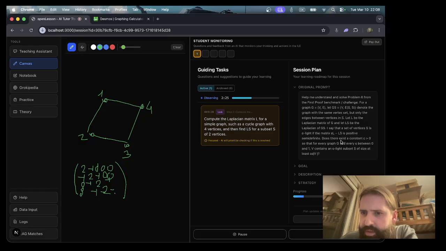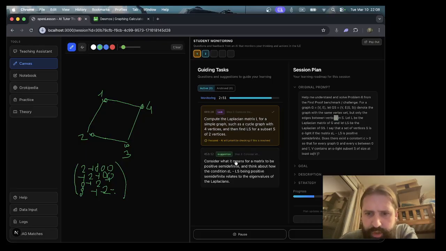I say that a set of vertices S is what? Vertices S. Okay, I'm confused right now. Or is it just that ESS is basically only the edges between vertices in S? Okay. Suggestion: consider what it means for a matrix to be positive semi-definite and think about how the condition L is positive. No, well, I'm not there yet.